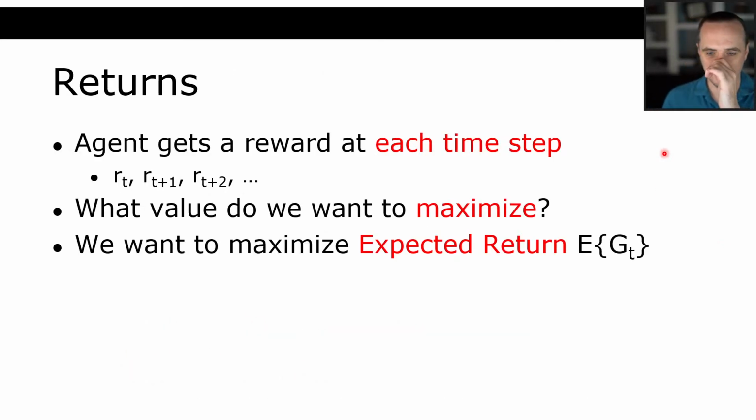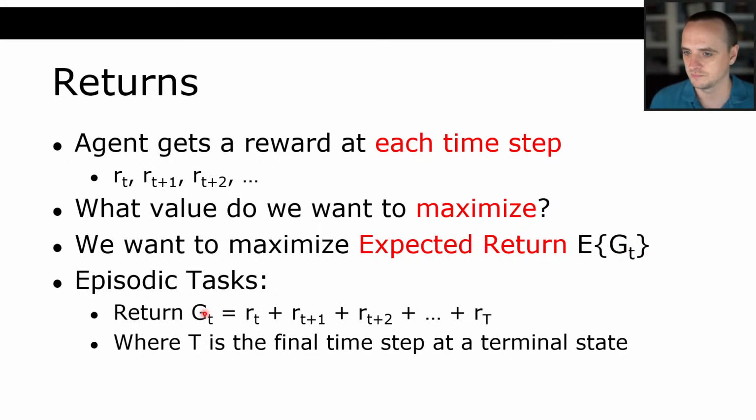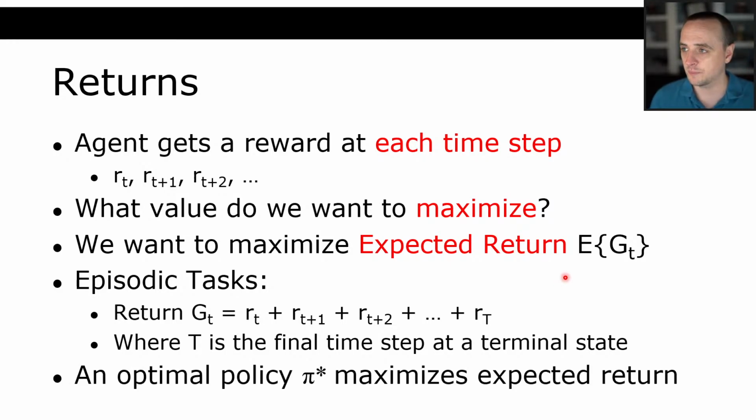So the expected return essentially means that's the expected value of G_t, where G_t is the return. Okay, I don't know why they use the symbol G, but that's the symbol in the book, so I'm gonna stick with it. So G_t is the sum of all future rewards, and capital T is the final time step at the terminal state. So an optimal policy, and we like using star for optimal things, is going to maximize the expected return. So that's what returns are.